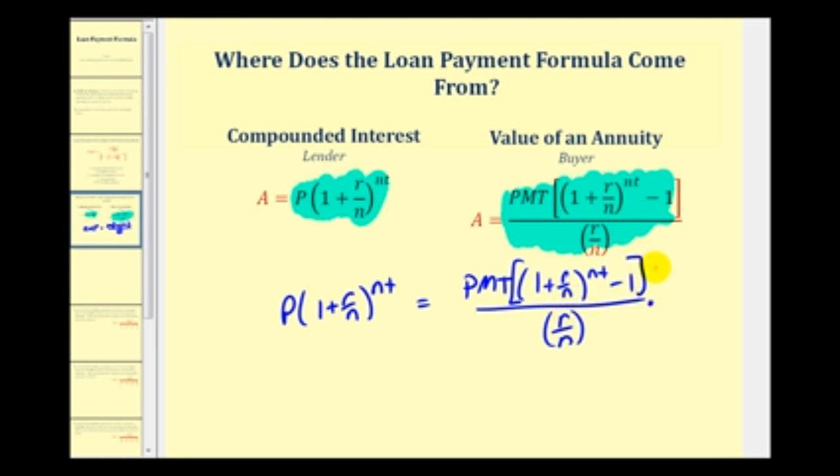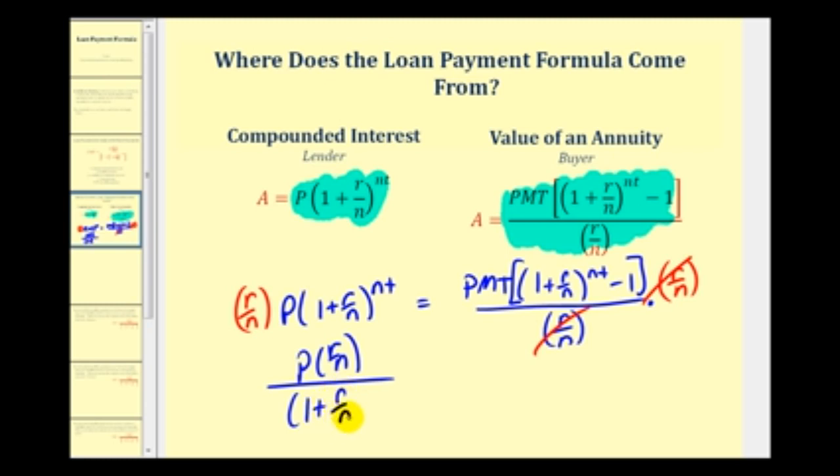So let's go ahead and multiply both sides of the equation by R over N. This would simplify nicely here. So we'd have P times R over N. I'm actually going to go ahead and move this quantity down to the denominator so it'll change the exponent to negative NT. Let's go ahead and continue this on the next page.